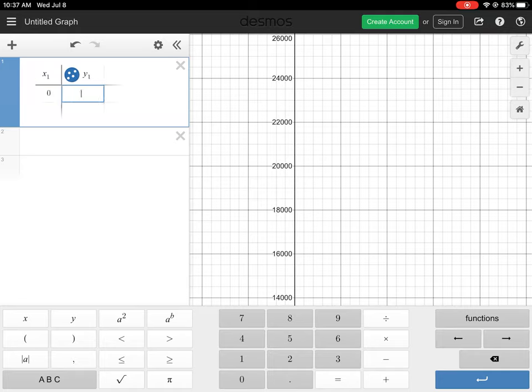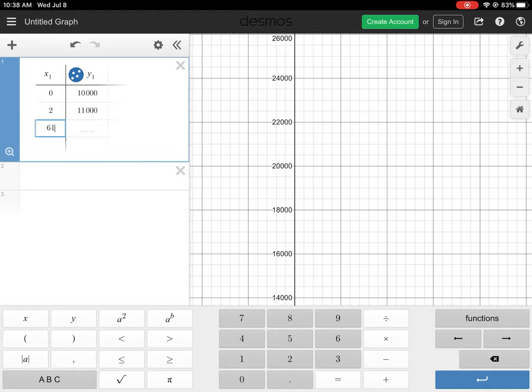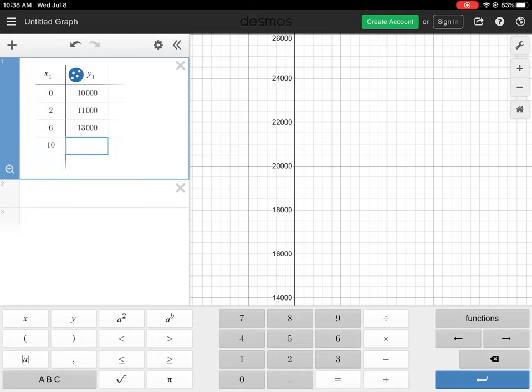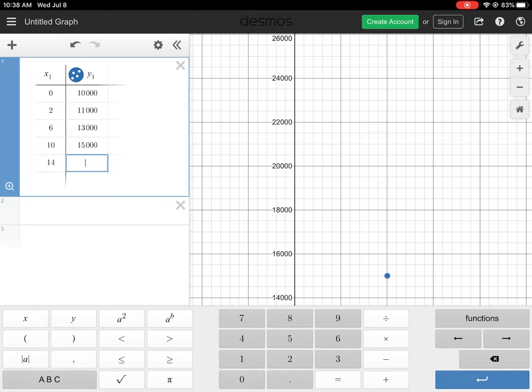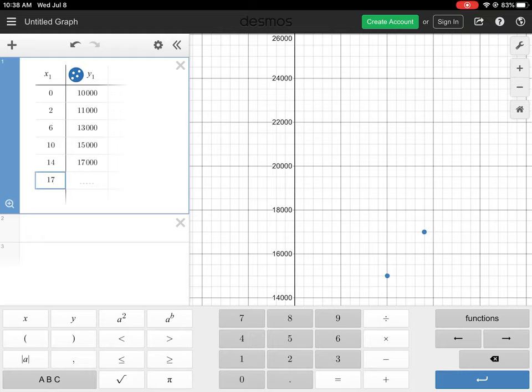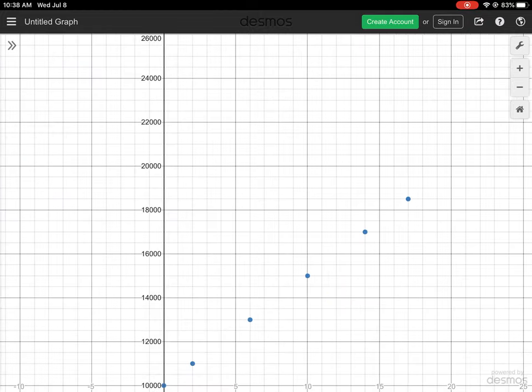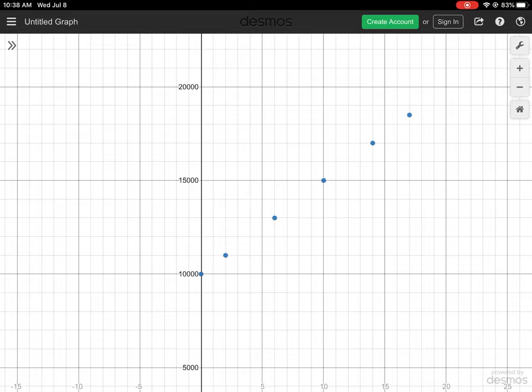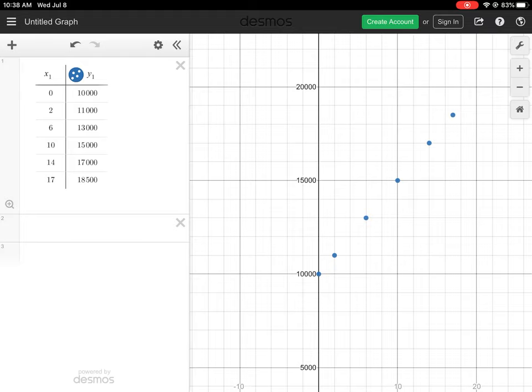Our first point was 0, and the value is going to be 10,000. I'm going to do the simple interest one first. Then at 2 years, we have $11,000. At 6 years, we have 13,000. At 10 years, we have 15,000. At 14 years, we have 17,000, and at 17 years, we have 18,500. You can see right off the bat, I'm just going to hide the table, we have a linear plot going up where we have the dots being plotted. That gives you an indication whether the curve is straight or linear.